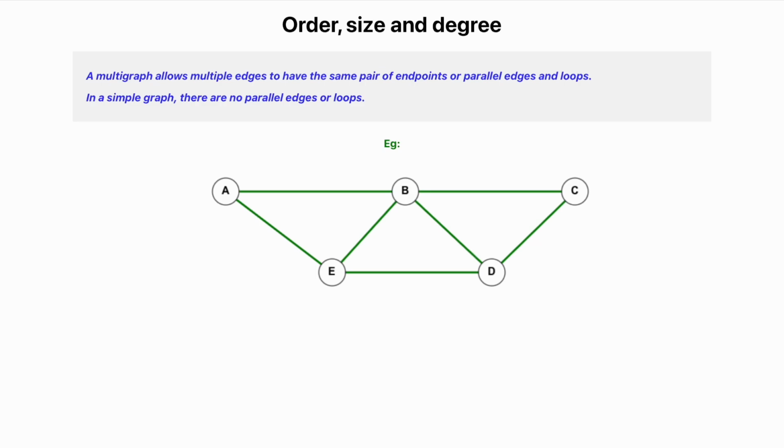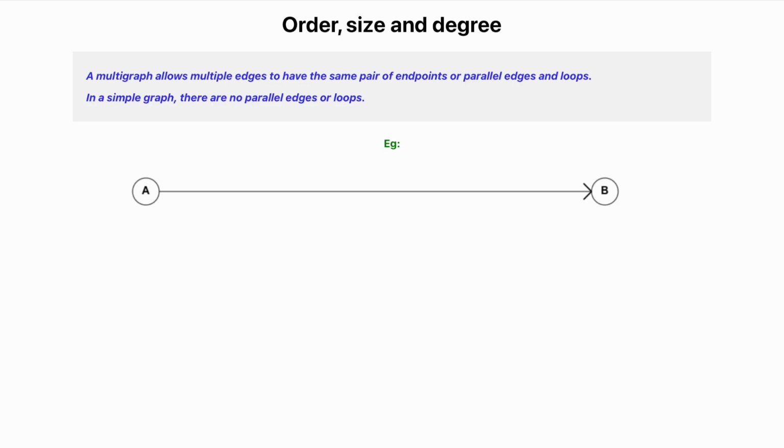For directed graphs, the in-degree of a vertex is the number of edges for which this vertex is the head. The out-degree of a vertex is the number of edges for which this vertex is the tail. For example, the in-degree of A is equal to 0, the out-degree of A is equal to 1, the in-degree of B is equal to 1, and the out-degree of B is equal to 0.